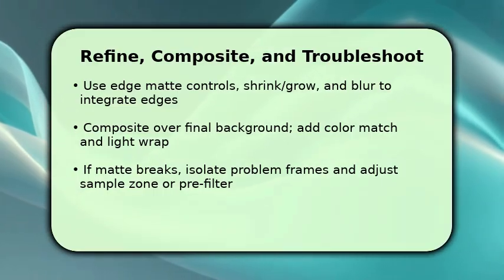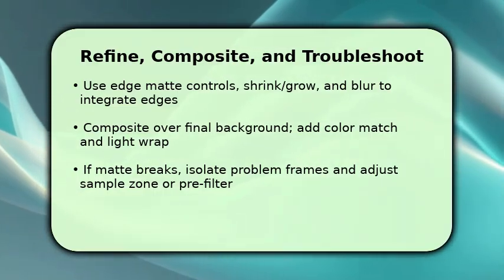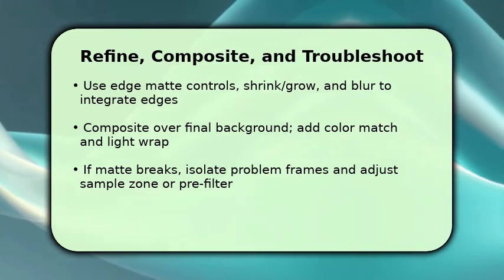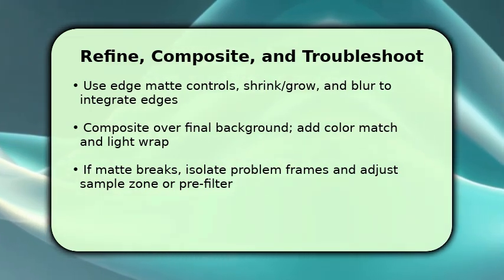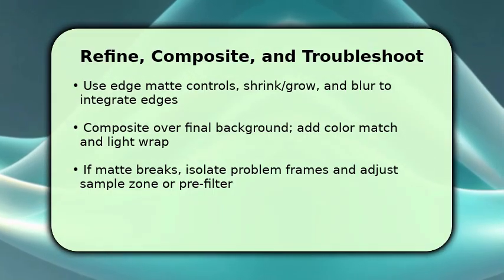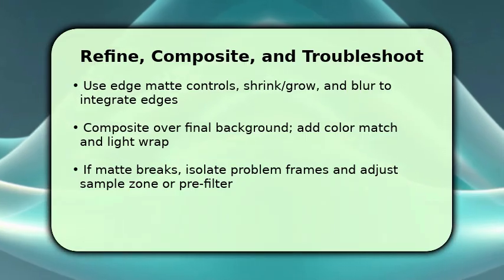ensure temporal stability. If you encounter artifacts or flicker, isolate failing frames, expand or relocate the sample zone, or increase pre-filtering. These steps usually fix edge breakups. If not, reset the gizmo and resample to capture cleaner background statistics.